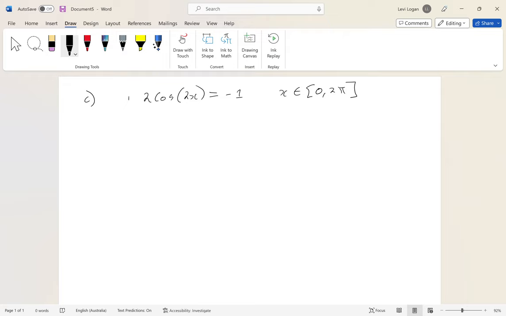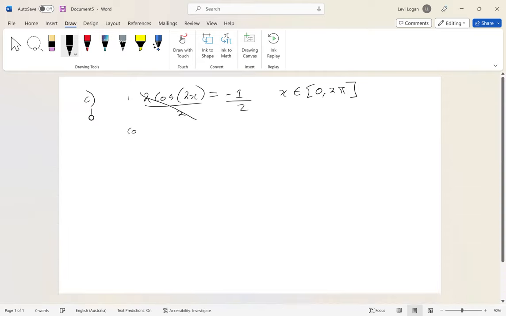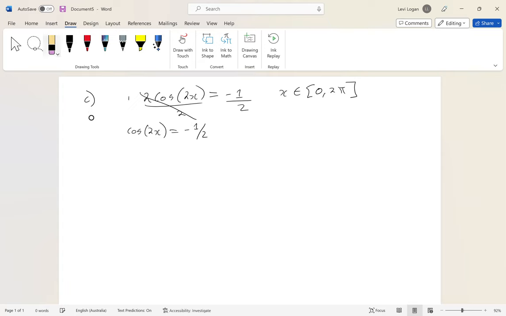Right, so this one's a bit different from last time, so I've put this number here instead of moving it over there at the start. To clean this up, I'm just going to divide by 2 and put that over there. So cos of 2x equals negative a half. Alright, cool. Hopefully we're good with that.